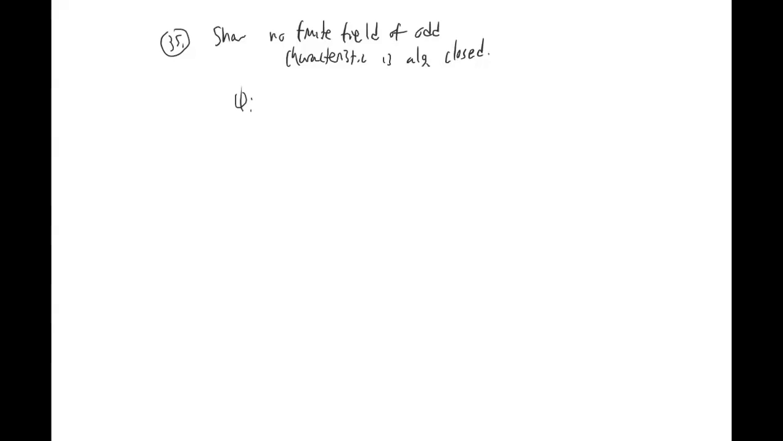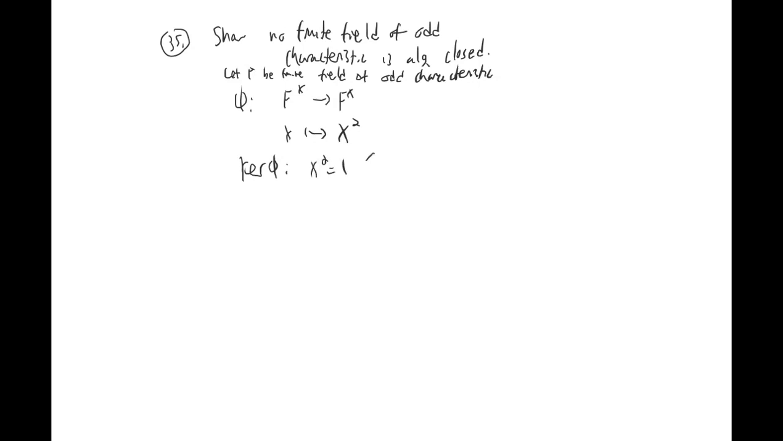So let F be a finite field of odd characteristic. You had a homework where you had to show that not every element is a square, right? So define the map phi, x goes to x squared. Then what is the kernel of phi? The kernel is the stuff that goes to the identity, which in this case is 1. So these are elements such that x squared is 1. But we know the solution to this, right? It's 1 and -1. The kernel of phi has 2 elements.